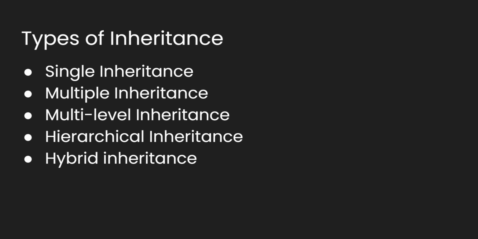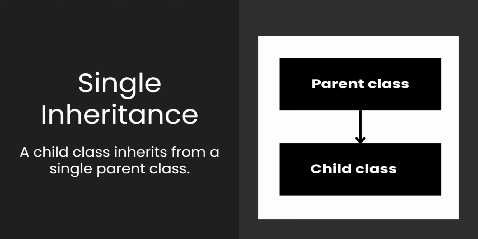Types of inheritance: single inheritance, multiple inheritance, multi-level inheritance, hierarchical inheritance, hybrid inheritance. Let's briefly go through each type and understand how they differ from one another. Single inheritance. In single inheritance, a child class inherits from a single parent class. Here is one child class and one parent class.